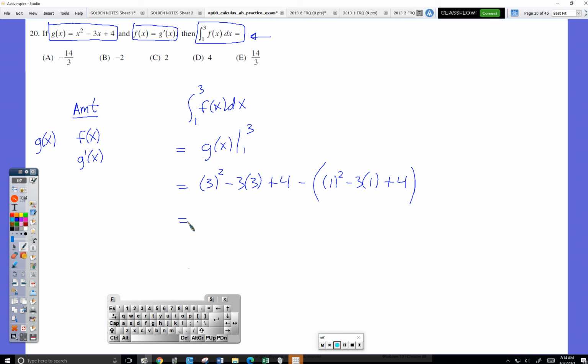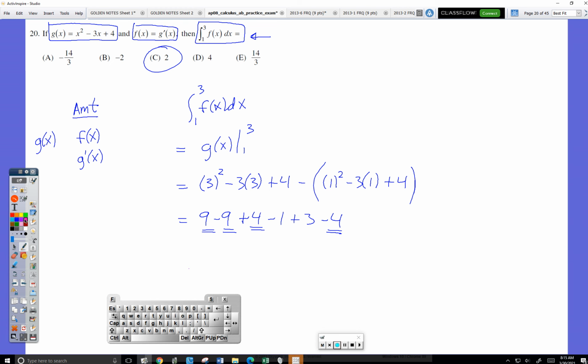So this would give us a 9 minus 9, that's 0, plus 4, minus 1, plus 3, minus 4. Now that was convenient. Those add to make 0. Those add to make 0. The final answer should be 2. Is that the correct answer? Okay. Here's what Maddie did. 2 points for Maddie.